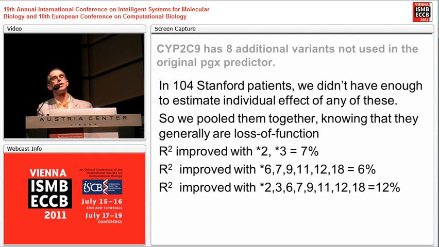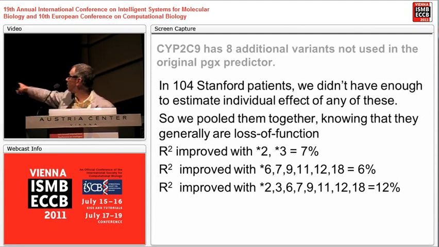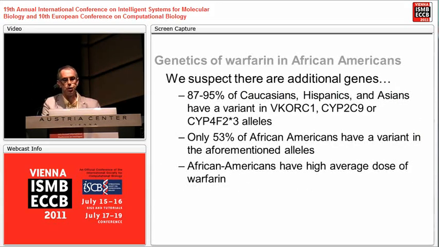So why is this interesting? We couldn't add them as single variables because we didn't have enough data and it would be too noisy. However, if we just pooled them and made the somewhat risky assumption that they were all loss of function mutations, which is of course not guaranteed, but in this case, it wound up improving our R-squared by as much as 12%. So we're very happy about that, and it showed a way towards perhaps even including rare variants in clinical decision-making.